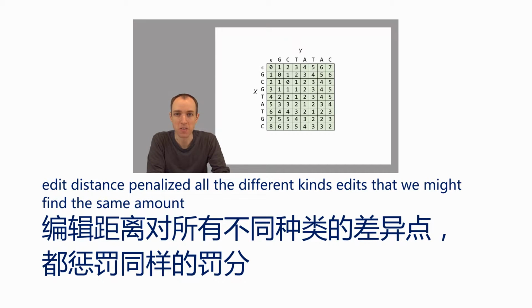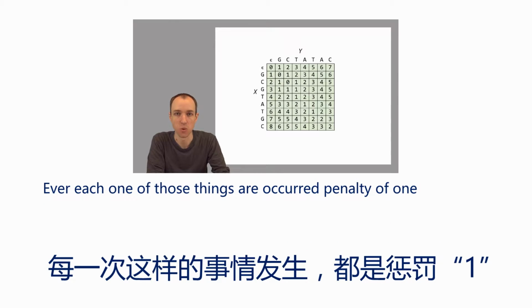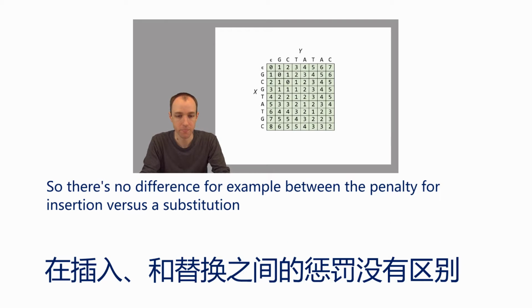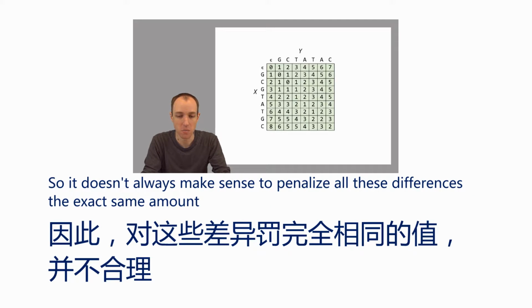Edit distance penalized all the different kinds of edits that we might find the same amount, right? Whether it was a mismatch or an insertion or a deletion, edit distance would penalize that at the unit of 1. Each one of those things incurred a penalty of 1. So there was no difference, for example, between the penalty for an insertion versus a substitution, and there was no difference between the penalty for a substitution that turned an A into a C versus a substitution that turned an A into a T. So it doesn't always make sense, though, to penalize all these differences the exact same amount.